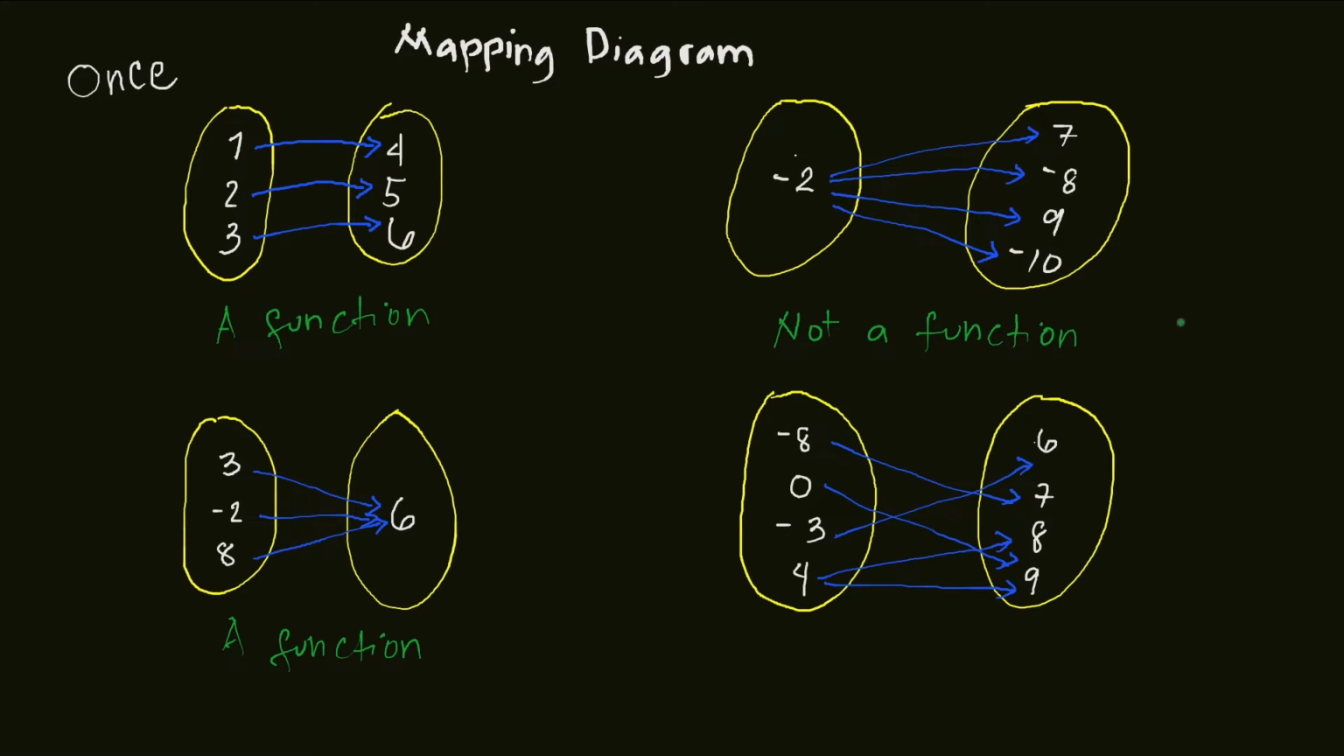Okay. Now let's move on to our last example. Again, this is a relation, but now let's look at how many. I'm giving you a trick here. Just look at how many lines are protruding out of an element in the domain. Okay, this negative 8 has one line protruding out. 0 has one line protruding out. Negative 3 has one line protruding out. And sadly, the 4 has 2 lines protruding out of it. So this is a sign that this is not a function.